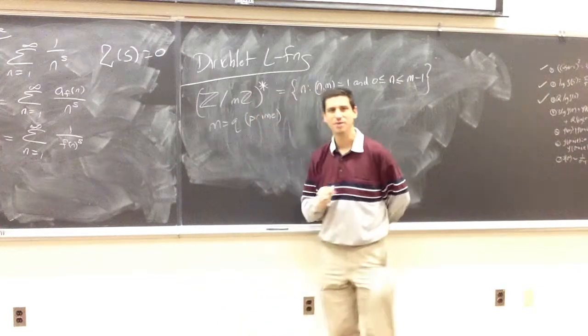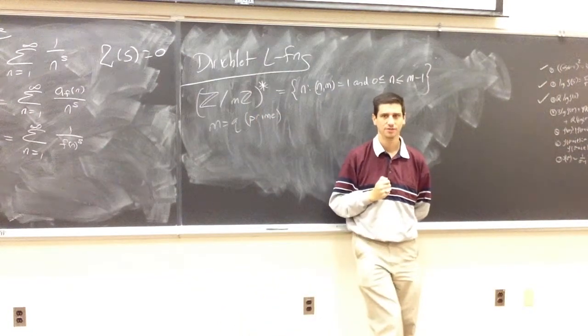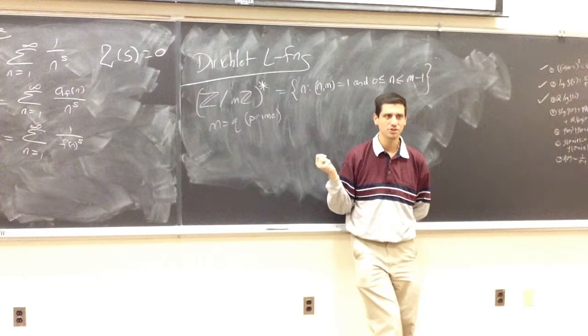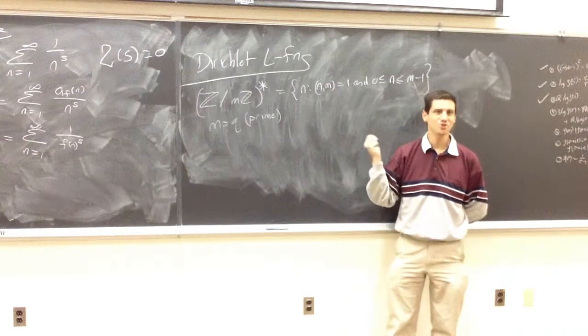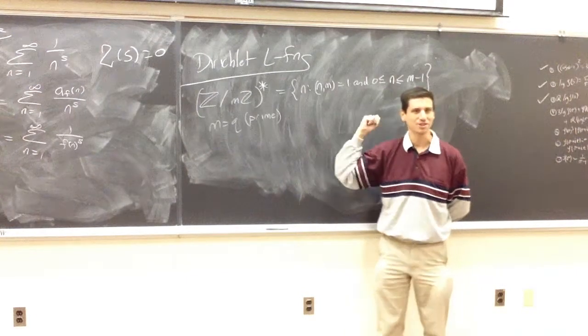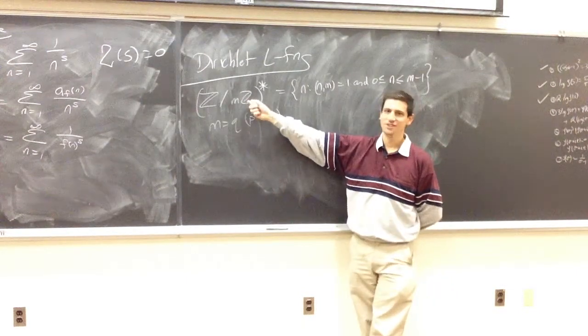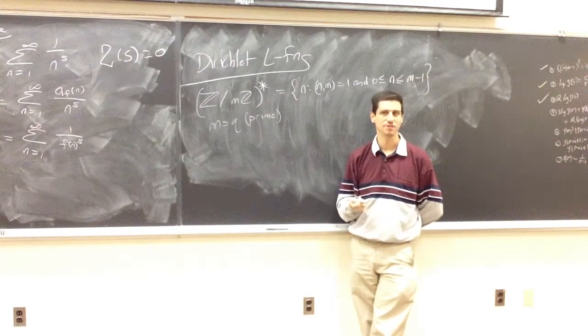Why am I denoting a prime by a q? Why am I using q to denote a prime? We're going to use p for the Euler product. The Euler product is far more important than this level here, so we're going to keep the p for that.